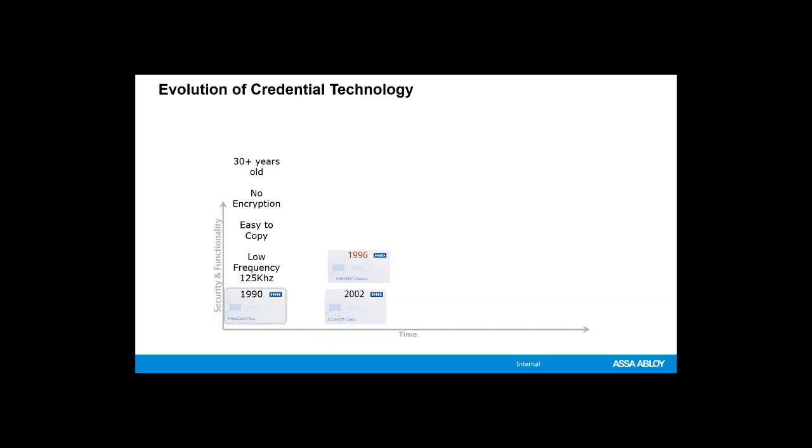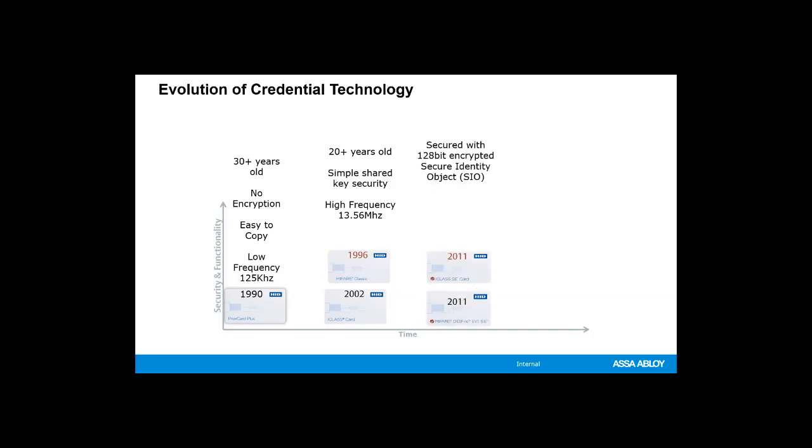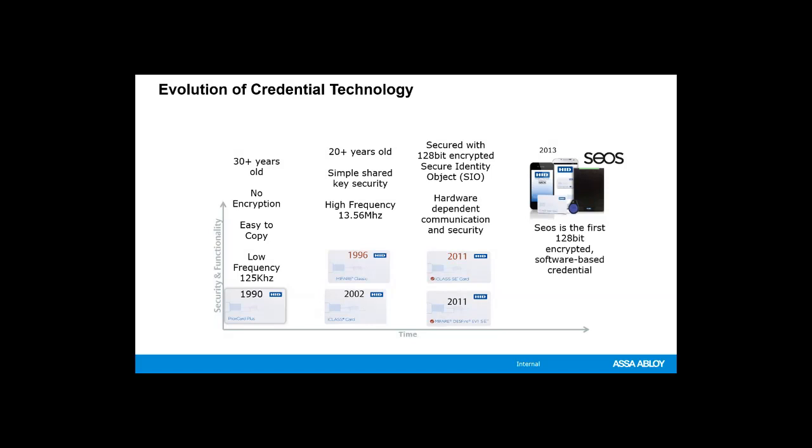Then in 1996 and 2002, about 20 years ago, we had simple shared key security. High frequency was 13.56. And then we came out with the second generation, which was secured with 125-bit encrypted security, an identity object which transmits all the information as a single item, with hardware-dependent communication and security. And lastly, we have Seos, which is a 128-bit software-based credential.